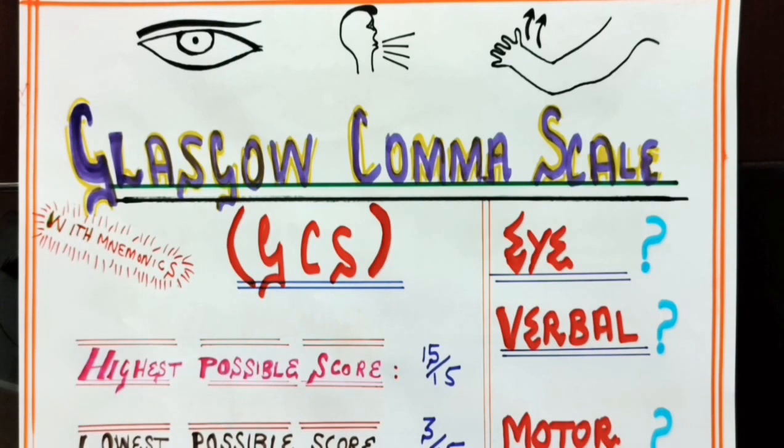Before moving on with the topic, we need to know that the highest possible score that one can get is 15 by 15, and the lowest possible Glasgow Coma score which one can get in clinical settings is not 0, it's not 1, it's not 2, it's 3 by 15. So how do we get these scores, and how do we use these for the management of patients in trauma settings? We're going to discuss it later on in the video.